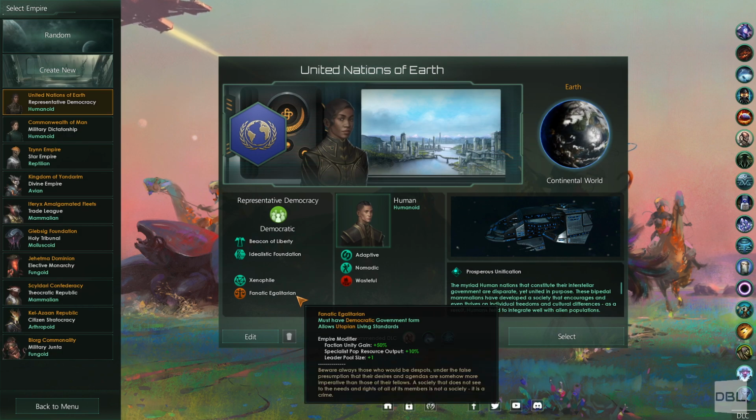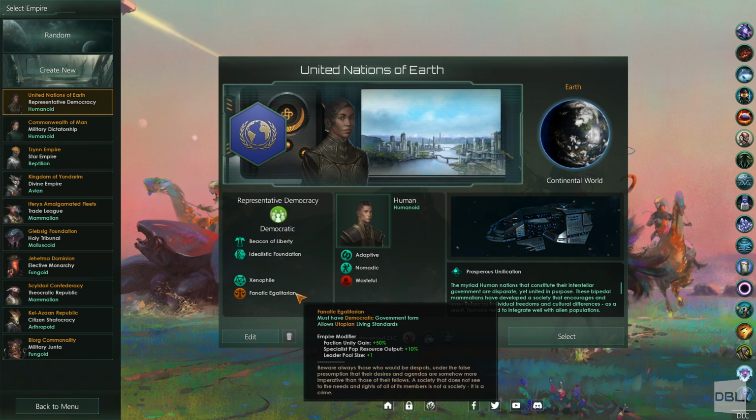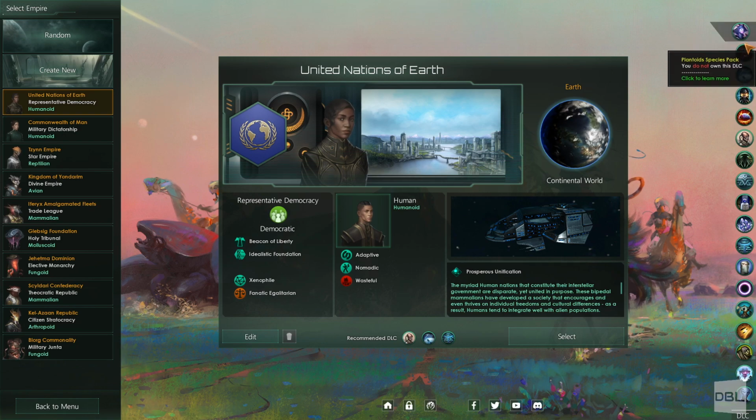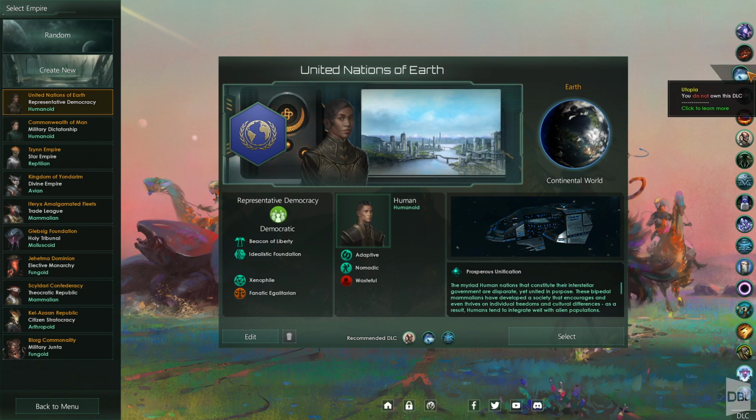Fanatic Egalitarian. Must have democratic government form, allows utopian living standards. Okay, I'm wondering if that might have to do with the DLC, because I know a lot of people have said the Utopia DLC. I'm not sure what it is. Is it over here? Planetoids, Leviathans, Utopia. I do not own this DLC.